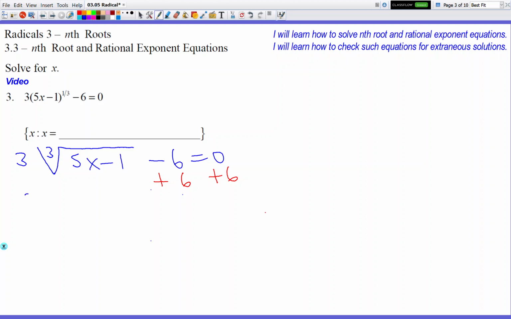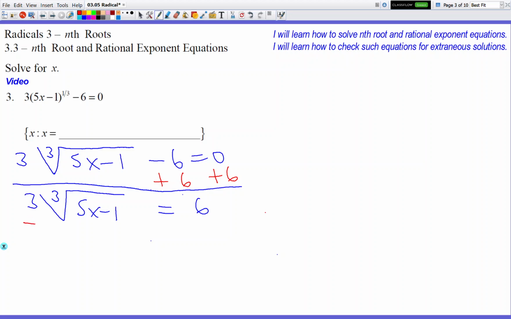Okay, so we got 3 on the outside, cube root of 5x minus 1. Ooh, forgot to draw the line because these guys are going to be combining. Okay, so it equals 6 on the other side because the negative 6 and positive 6 cancel. Then I'm going to divide by 3 on both sides so I can get rid of that. So divide by 3, divide by 3, and I get left side equals cube root of 5x minus 1 equals 2.